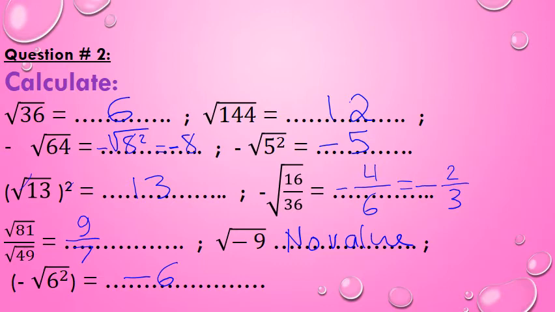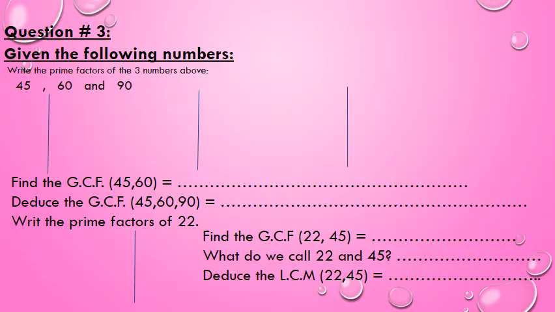Any question? No. Read question number 3, Hassan, please. Write the prime factors of the three numbers. Given the following numbers. Yes. 45. Now read right. Write the prime factors of the three numbers above.